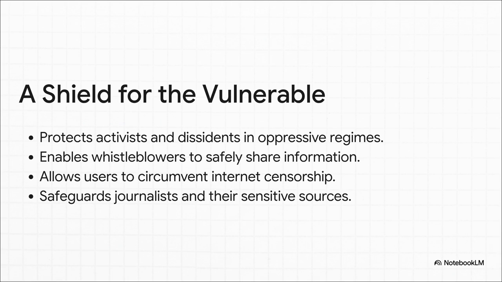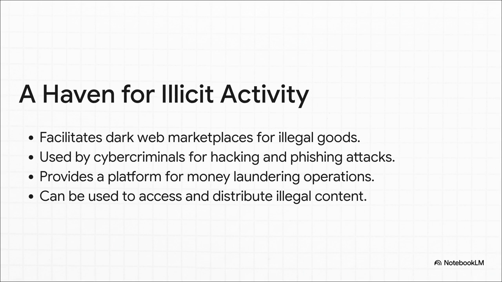On one side, Tor is an absolute shield. It's a lifeline for human rights activists in oppressive countries, letting them organize and speak out without being tracked and arrested. It's how whistleblowers can safely get information to the public and how journalists can protect their sensitive sources. For millions of people, it's their only way to get past heavy censorship and see the real, unfiltered internet. But there's the other side of that coin. That same powerful anonymity can create a haven for illegal activity. Tor is the primary way people access the so-called dark web, which hosts marketplaces for illegal goods. It's a tool used by cybercriminals to cover their tracks after an attack, and it can be a platform for things like money laundering or distributing illegal content.